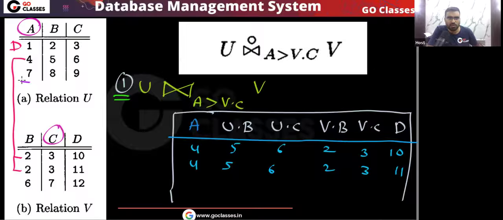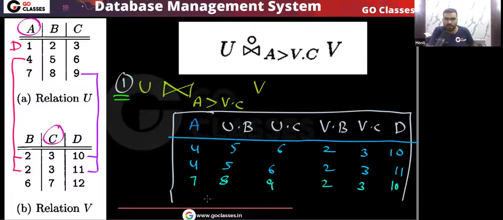Next, what will you do? This will pair with whom? Remember, A should be greater than V.C. So this will pair again with these two. You will get 7, 8, 9, 2, 3, 10, 7, 8, 9, 2, 3, 11. So first you will get four tuples. Yes or no? Now what is the second thing you will do?